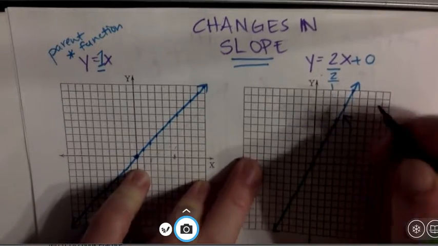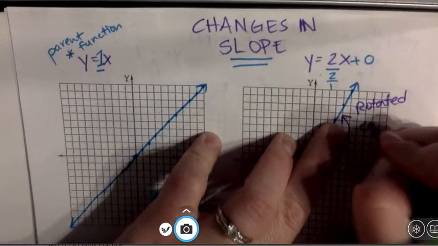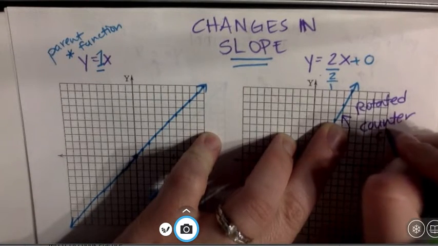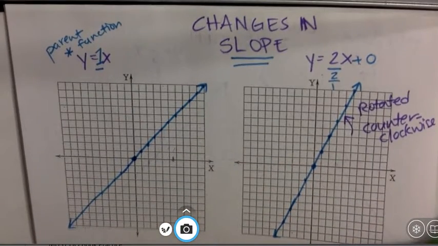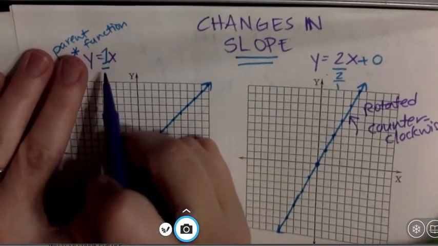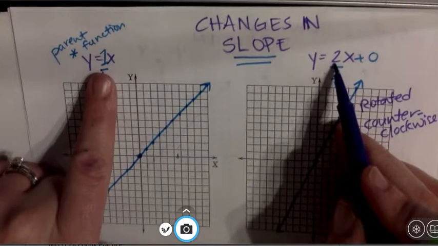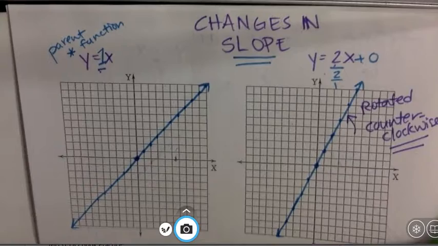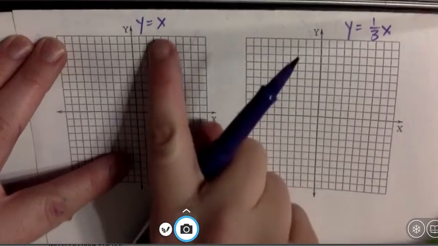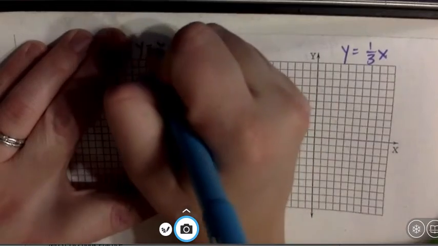It has rotated counterclockwise. So we can talk about changes in slope, and if our slope has increased, if the number has become greater than its original number, we will see a counterclockwise rotation in that line. If we have a number where it goes smaller, I think we can now predict what would happen.